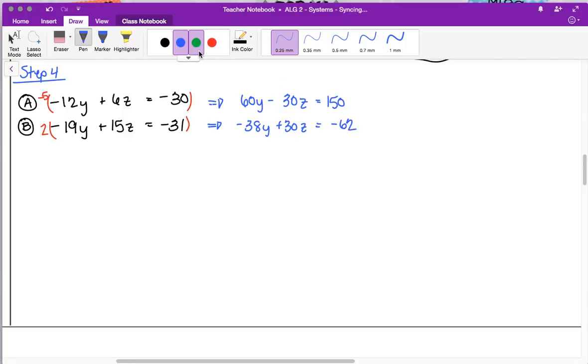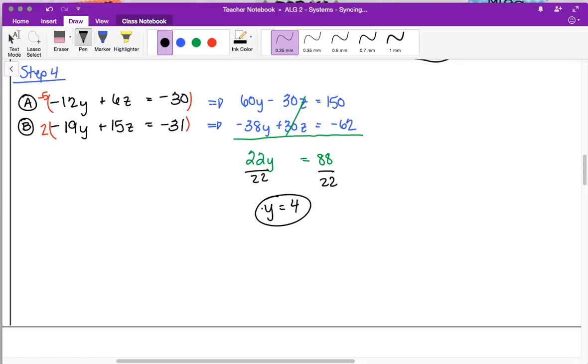Now I can easily eliminate my z's, so I will add these two together. 60 minus 38 is 22y. My z's cancel out, and that equals 150 minus 62, which is 88. And then if I divide both sides by 22, I get y is equal to 4. Okay, there's one variable. So remember, we need our x, our y, and our z. We just found our y.